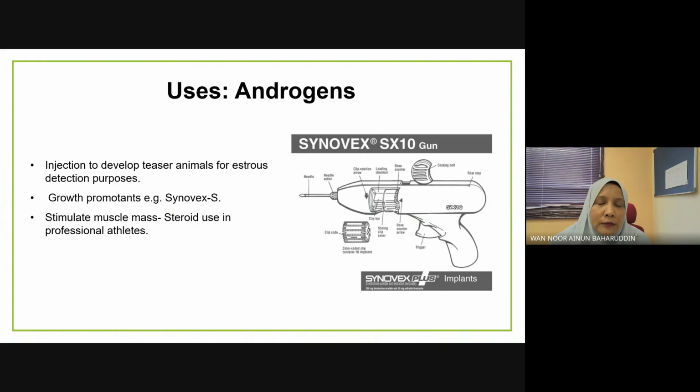And then the uses of androgen in pharmaceuticals. The androgen will be injected to develop teaser animals for estrus detection purposes. It means they want to know whether estrus is detected or not. This one stimulates muscle mass; steroids are used by professional athletes. It means steroids can only be used at certain levels. If used too much, they will be barred from entering competitions and so on. So this is for growth of the promoters as well as to stimulate muscle mass.